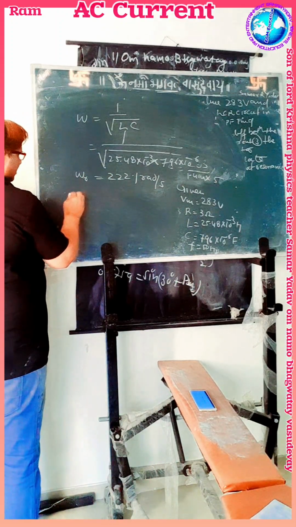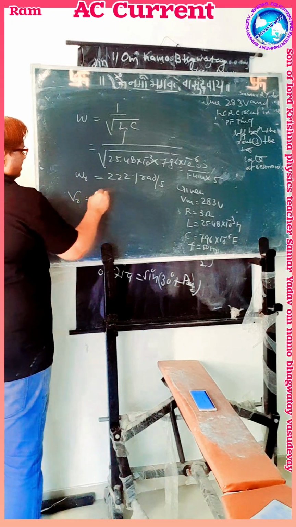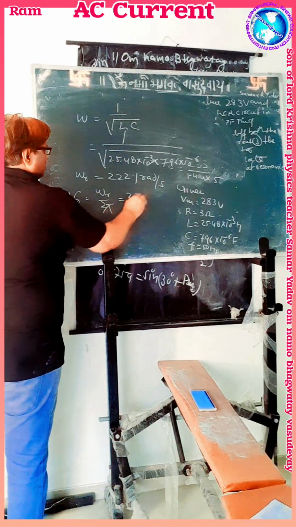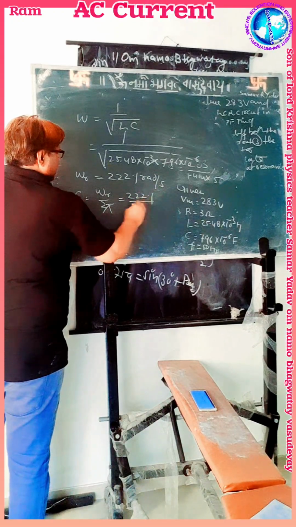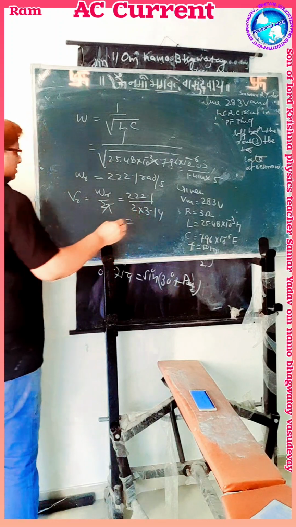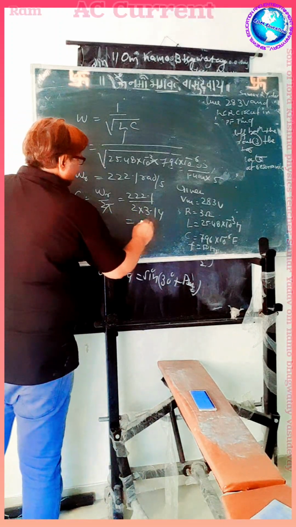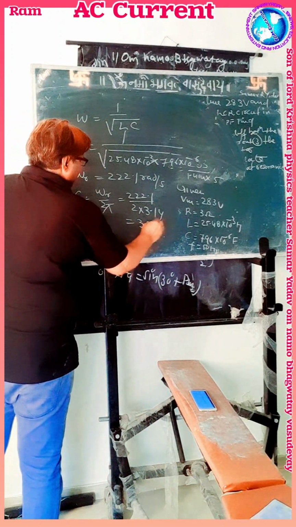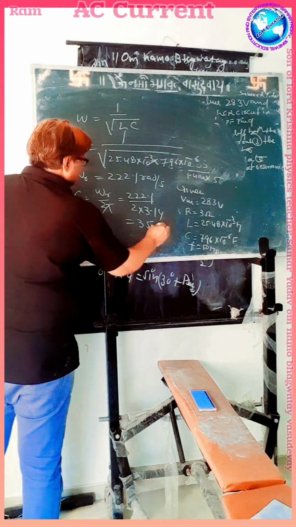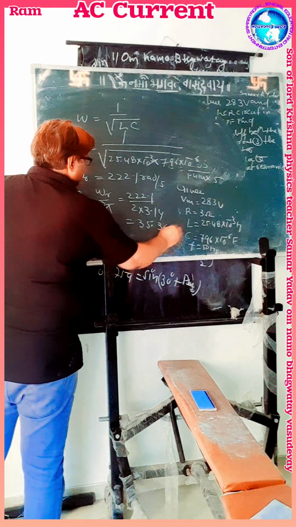Now we know that here nu r is equal to omega r upon 2 pi is equal to 2.1 divided by 2 into 3.14 is equal to resonating frequency, that is here 35.36 hertz.